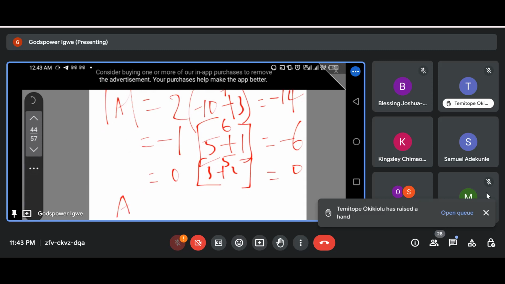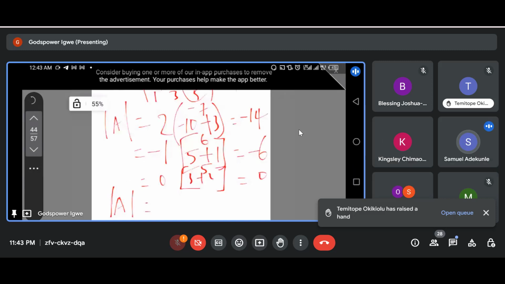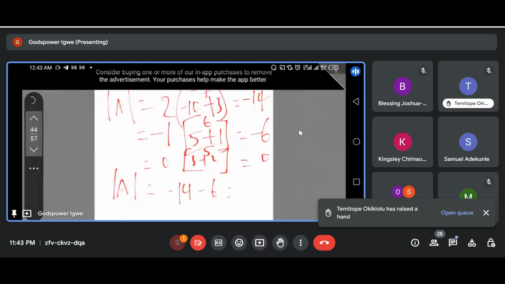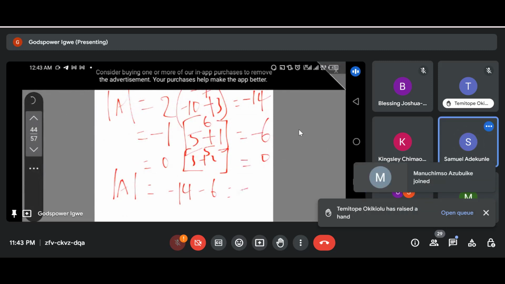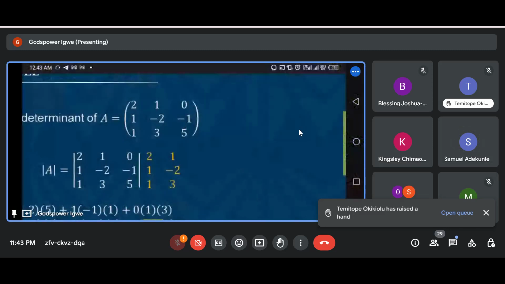So by the time we add our determinant, this is going to give us minus 14 minus 6, which is equal to what? Minus 20. So this becomes our determinant. You understand?